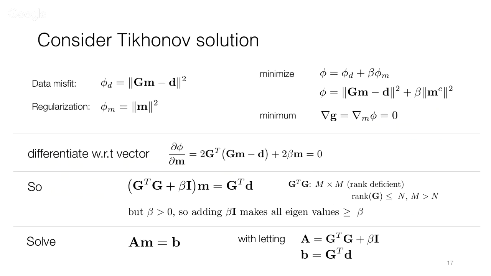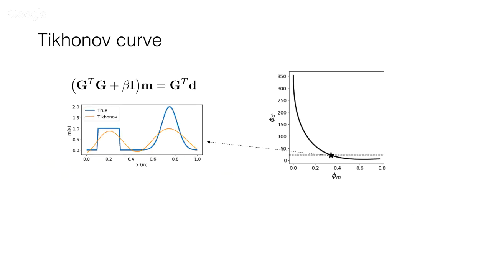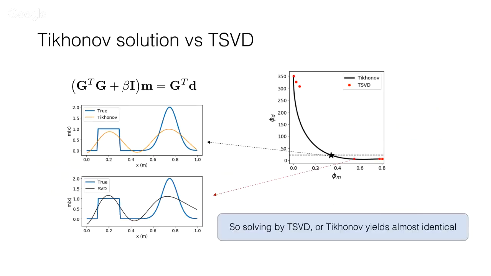In fact, there's a strong correspondence with the Tikhonov regularization. We can actually show that by truncating the SVD, we can get essentially the same solution by just doing a modification of the weights for the SVD.